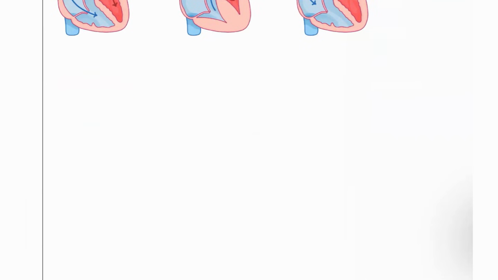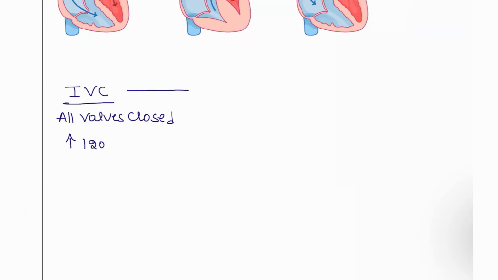So first, always remember, when I start the cardiac cycle, I prefer to start with the isovolumetric contraction. So what happens during the isovolumetric contraction? During this phase, all the valves on all four sides will be closed. This is the first phase, isovolumetric contraction. When all the valves are closed, the pressure will increase, right? When the pressure reaches 120 mmHg, it will cause the rapid ejection.